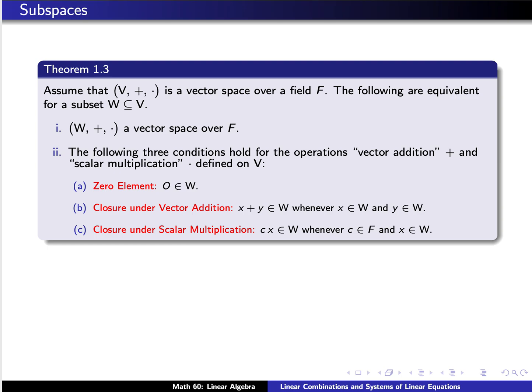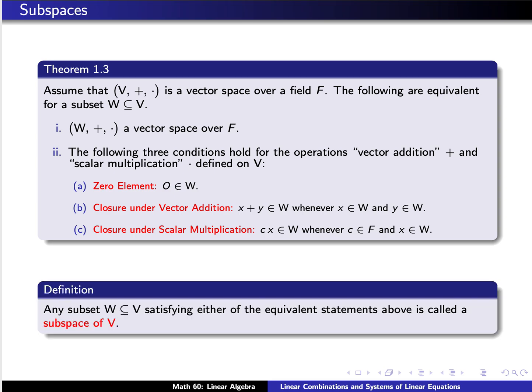That is, the zero element, capital O, is in W. There's closure under vector addition for W, meaning if X and Y are in W, then X plus Y is in W. And third, there is closure under scalar multiplication for W, meaning given a number C in our field F and another vector X, then C times X is in W.